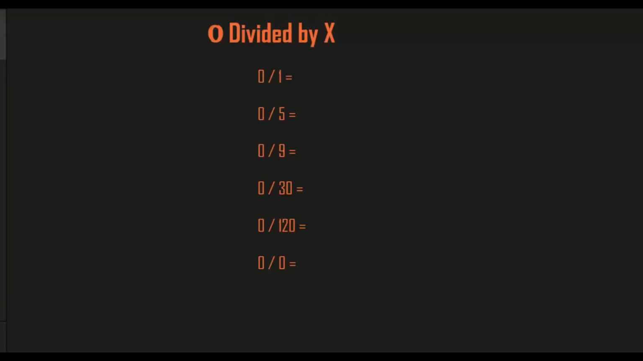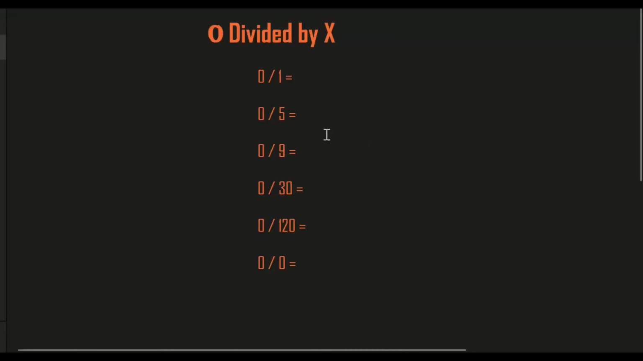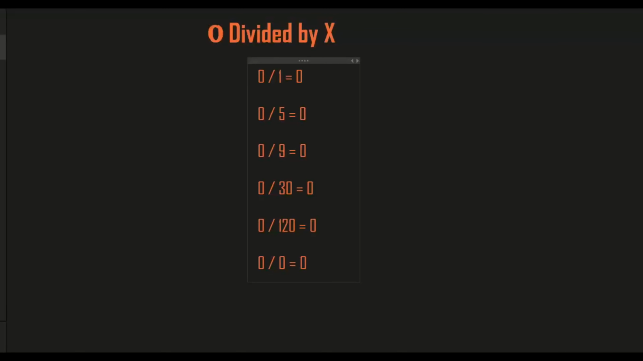The rule here is 0 divided by any number equals 0. So pay close attention. All of these numbers on the left side are 0. So if you paid attention to the rule, you should know that all these answers are 0. 0 divided by 1 equals 0, 0 divided by 5 equals 0, 0 divided by 9 equals 0, 0 divided by 30 equals 0, 0 divided by 120 equals 0, and 0 divided by 0 is also 0.